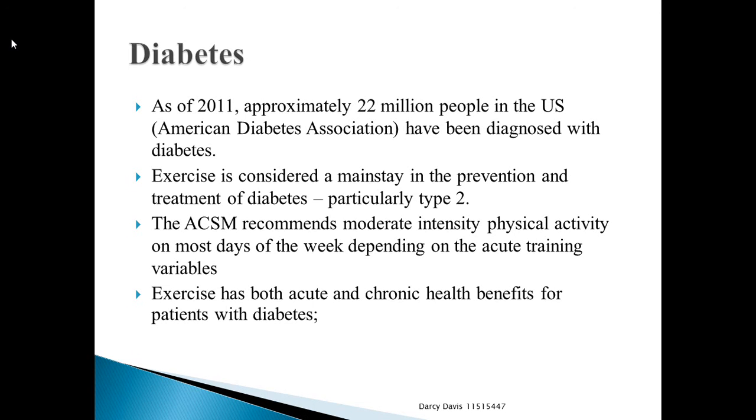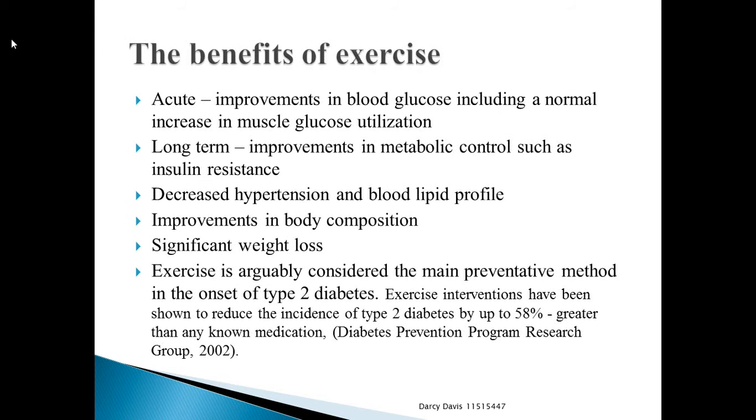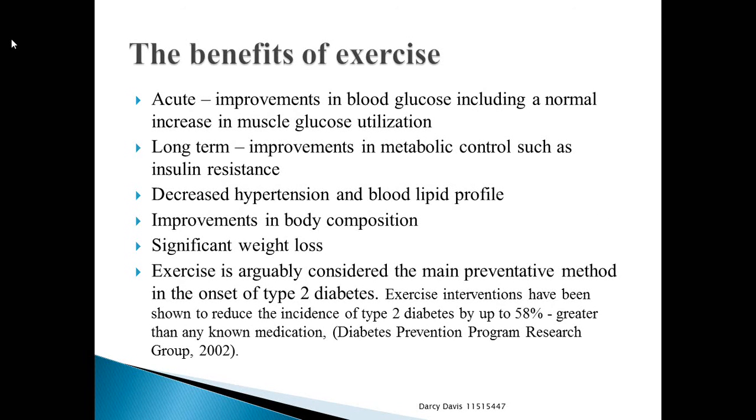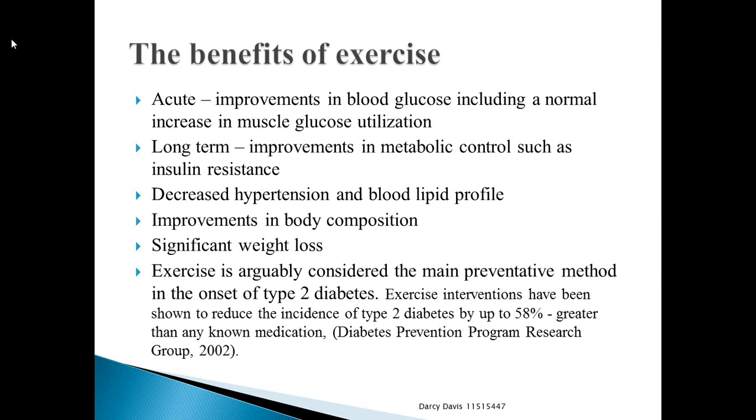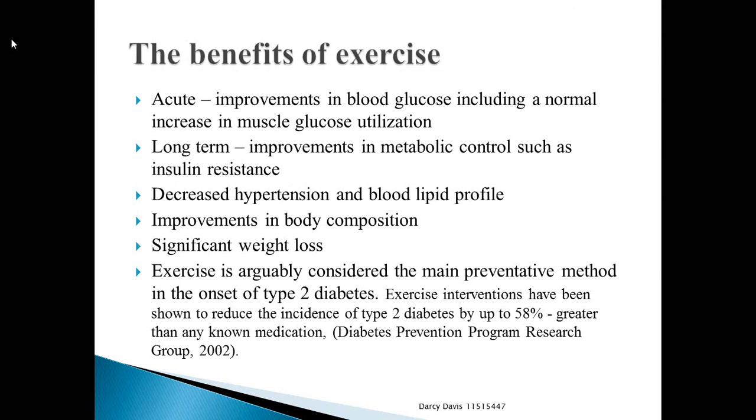Exercise has both acute and chronic benefits to those with diabetes, including acute improvements in blood glucose, including a normal increase in muscle glucose utilisation, and more long-term benefits such as improvements in metabolic control, such as resistance to insulin, decreased hypertension and lipids, improvements in body composition, and significant weight loss. Exercise is also considered the main preventative method in the onset of type 2 diabetes. Other psychological benefits associated with exercise are applicable to patients with diabetes, such as depression and stress management.